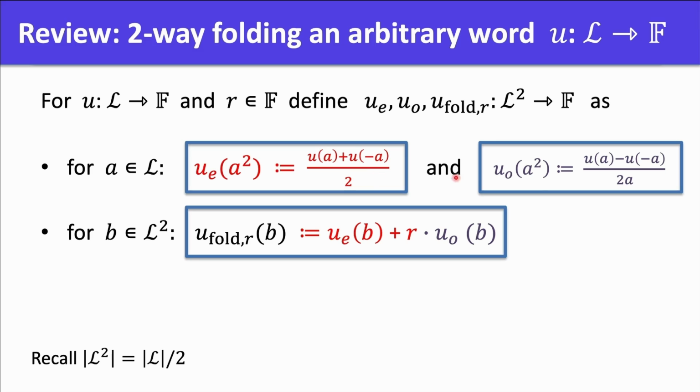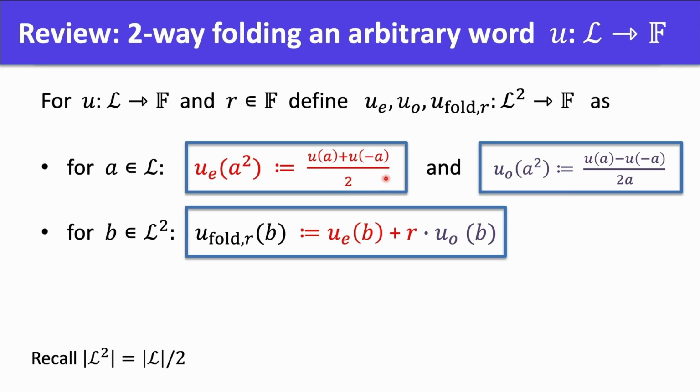Just to remind you, the intuition for what u sub e and u sub o are is: if u happens to be a Reed-Solomon code word from some polynomial f, then u sub e is the code word that corresponds to all the monomials in the polynomial of even degree, and u sub o corresponds to the code word derived from all the monomials in the polynomial of odd degree. So that's the intuition, but formally they're defined as we just defined them over here.